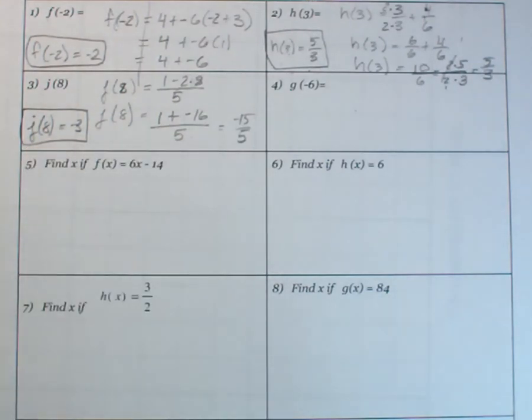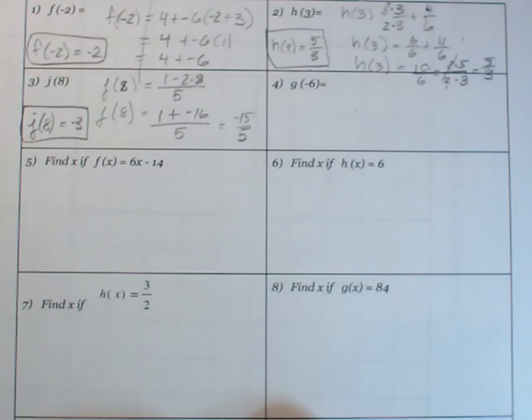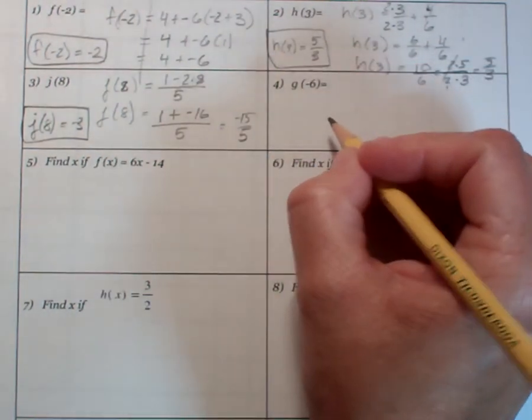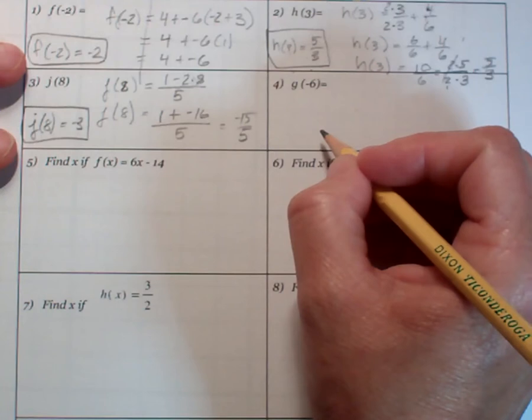All right, number 4. Give number 4 a try. Pause the video. Don't just watch me do it. You can't learn that way. You got to try it yourself and then see if you did it right. Especially now. This is our 3rd handout, basically just like this. Now you should be doing them on your own and then checking your answers.